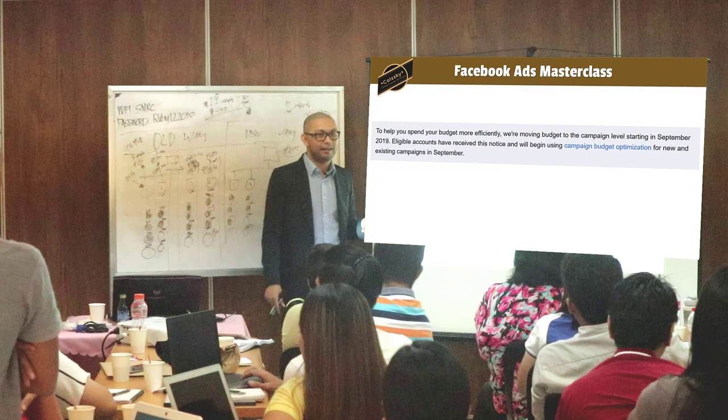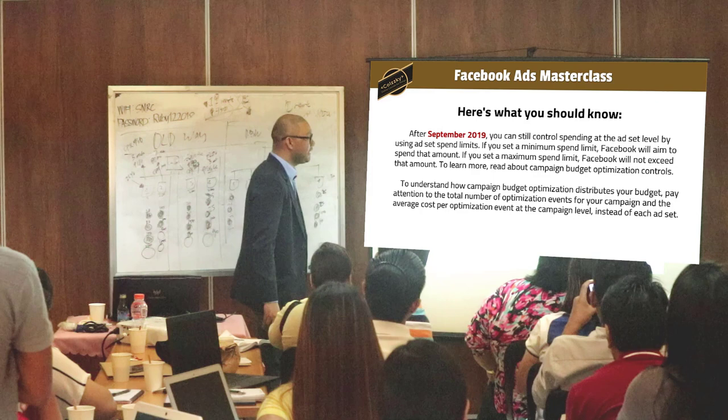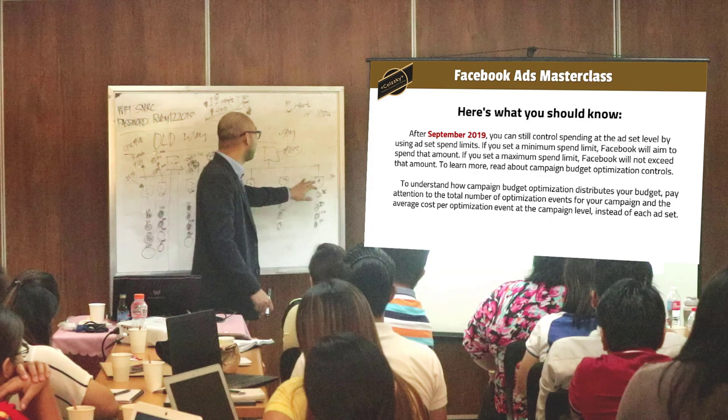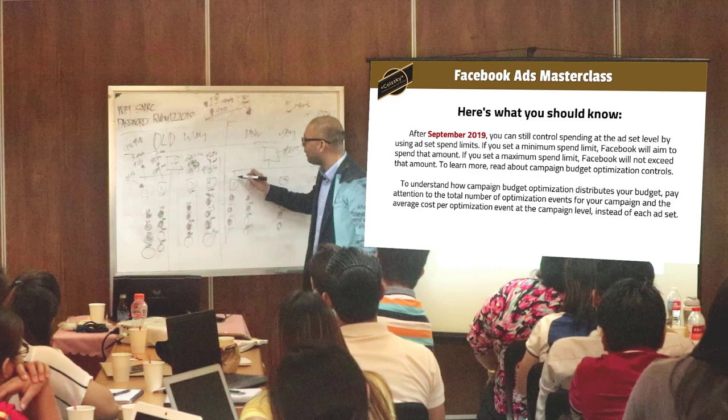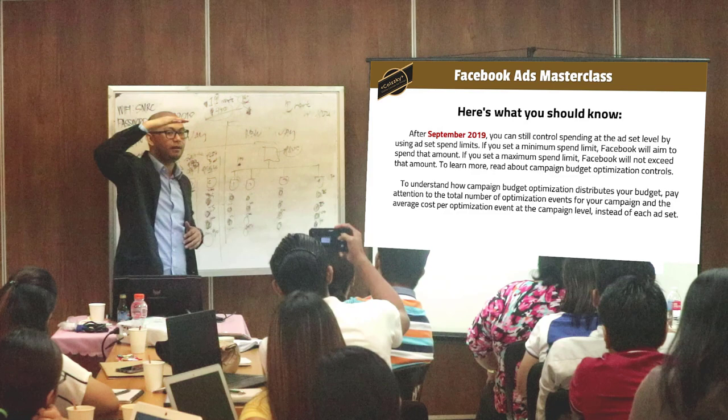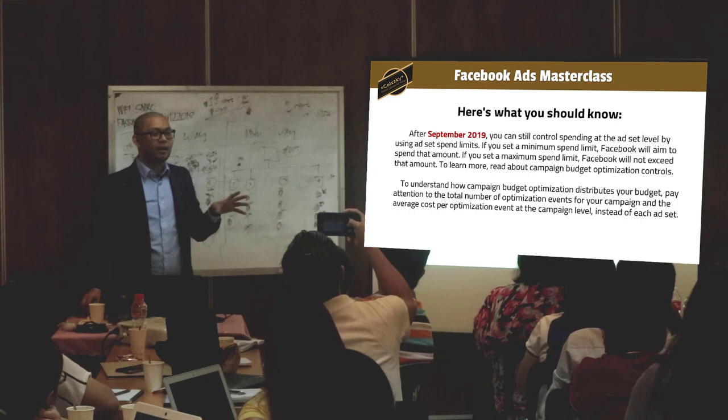Alright? So after September 2019, you can still control spending at the ad set level by using the ad spend limit. So iba na ang control. So although you can set the budget, although the budget will be set on the campaign level, still you will have controls, limitations na lang. So example, you can tell Facebook na on this specific ad set, you will not spend more than 100 pesos. Yun lang ang magiging controls mo. You can set limitations lang per ad set.